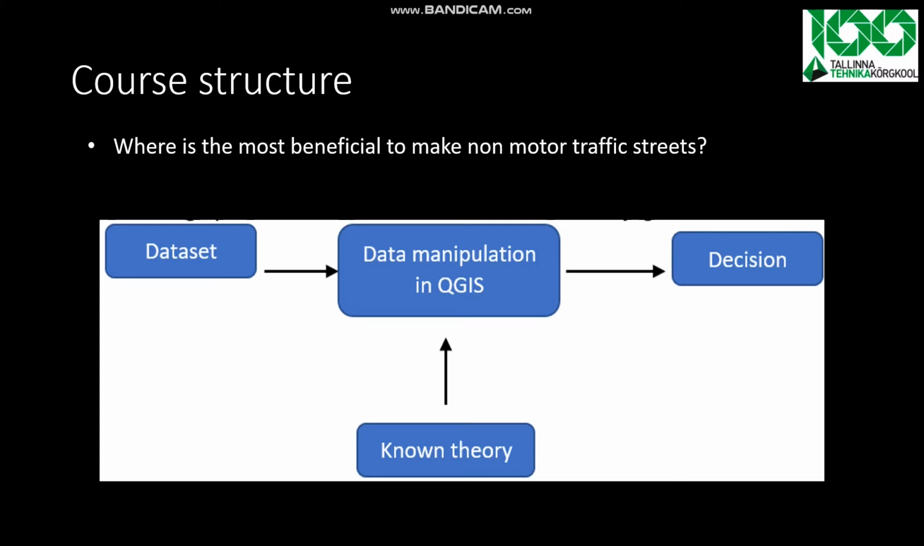We want to know where it is most beneficial to make non-motorized traffic streets. For that, we have to gather the dataset. Through the course, we will see how to get this data. We want to manipulate data in QGIS and then form a decision on where it is most beneficial to make non-motorized traffic streets. Also, we add a little theory, like a four-step mobility forecasting model.